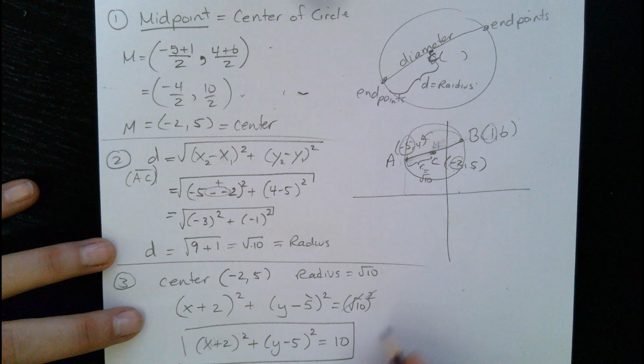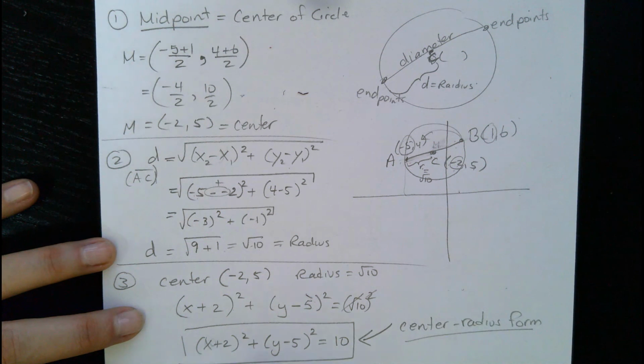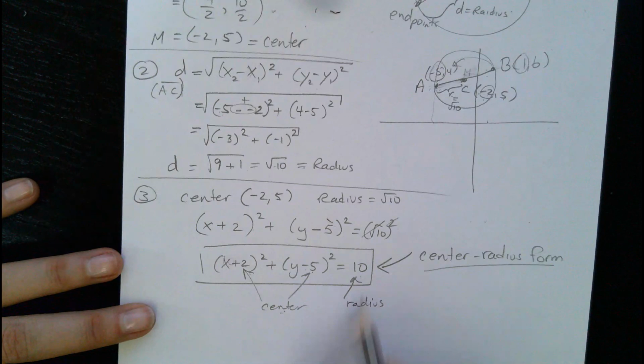It wants the center radius form of the equation. Okay, that's the center radius, because this gives me the center, and this will give me the radius. So it's called the center radius form for the equation of a circle.